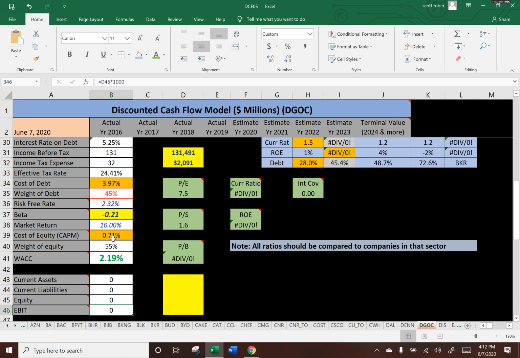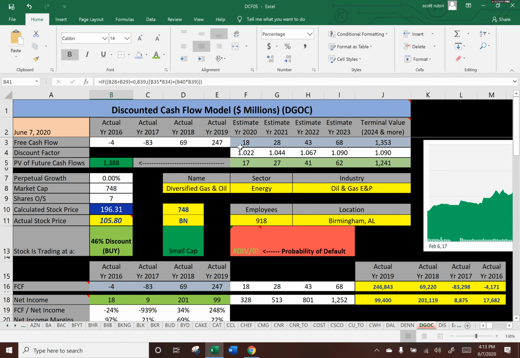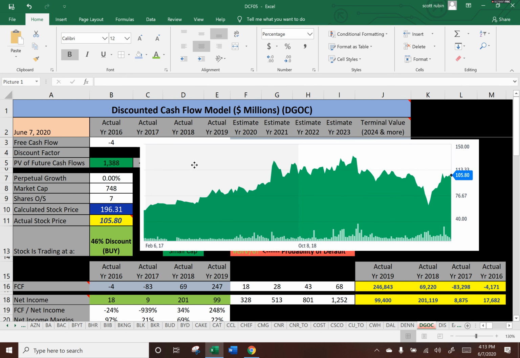Now, we have the WACC, which is really low because of the negative beta. It's only 2.19%. So we'll use that to discount the future cash flows. So we estimated the future cash flows for 4 years, and then we did a terminal value, which is all years past year 4. Then we discounted those numbers back to today's dollars, and we get a value of the company of $1.4 billion. And when we divide that by 7 million shares, we get a stock price of 196, and it's trading at 106. So it's a 40% discount. It's a buy according to the model. And you can see it was never trading even close to 196.